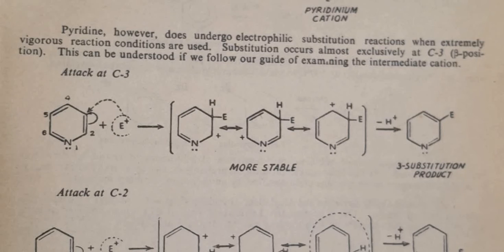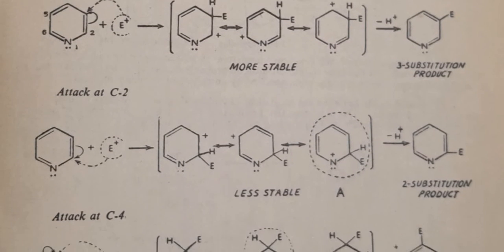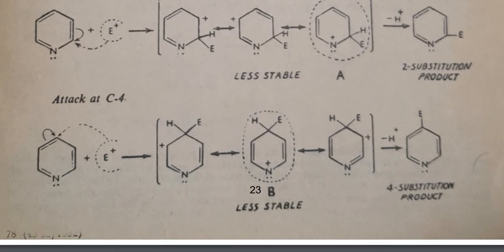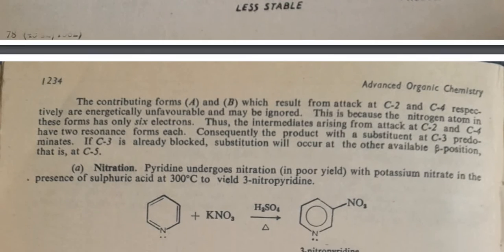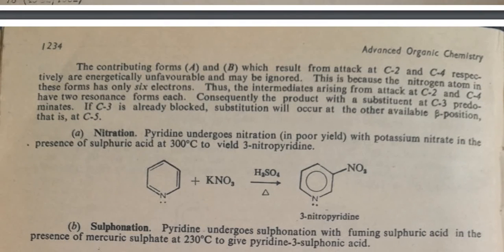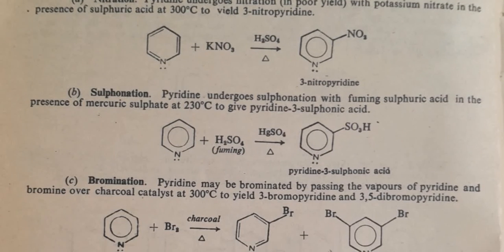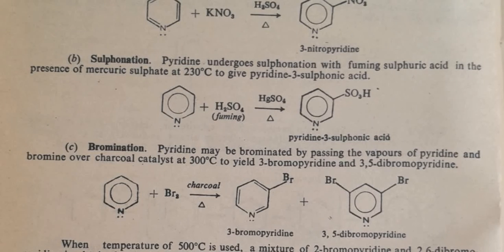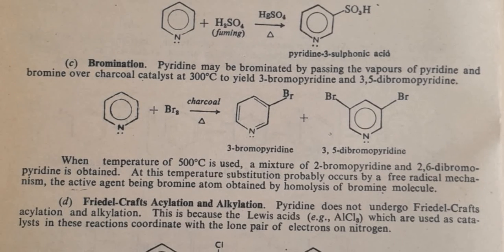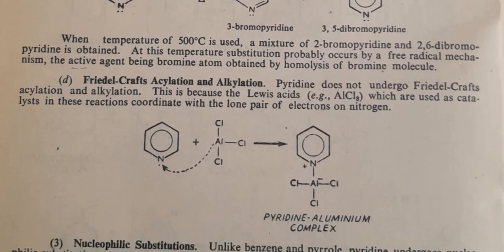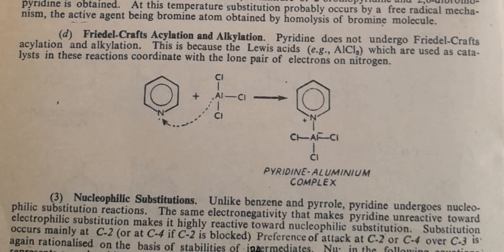So attack at carbon 3 gives a more stable intermediate, but attack at carbon 2 gives a less stable one, even less stable. So the 3 position is more important for electrophilic substitution. Nitration gives 3-nitropyridine. Sulfonation of pyridine gives pyridine-2-sulfonic acid. Bromination gives 3-bromopyridine and 3,5-dibromopyridine. Pyridine will not give the Friedel-Crafts reaction because of formation of a pyridine-aluminum complex.